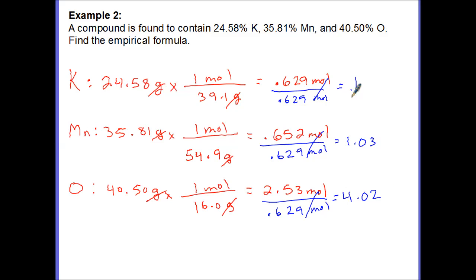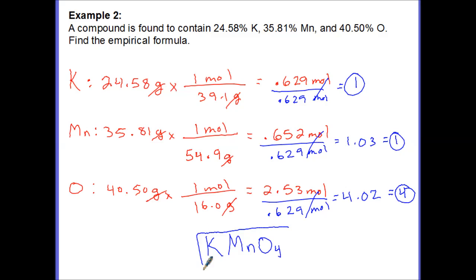And that gives me an answer of 4.02. Now, if these are within 0.05 of a whole number, you're okay. You just round those down. So 1.03 is going to round to 1, and 4.02 is going to round down to 4. These right here are going to be my subscripts. So for K, there's just 1, so you just write the K. For Mn, it's just 1, so you just write an Mn. And for the oxygen, it is a 4. And that is my formula, KMnO4.